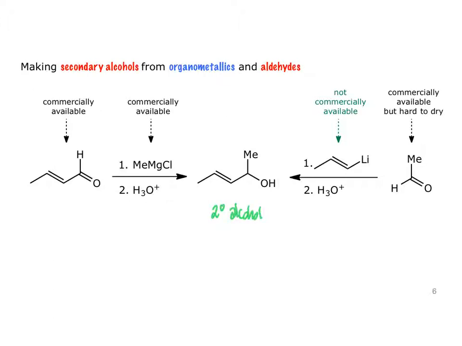there are really two possible synthetic routes. One synthetic route involves adding one alkyl group. So, for instance, we could add the methyl group to an aldehyde. But another synthetic route would involve adding another group to a different aldehyde. And so those two routes are shown here.